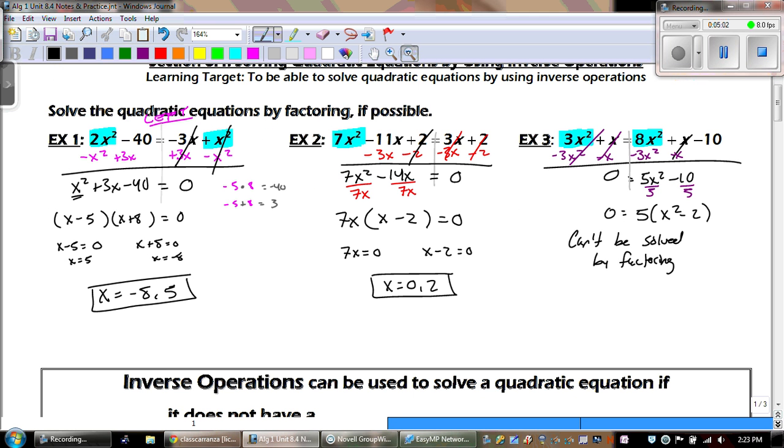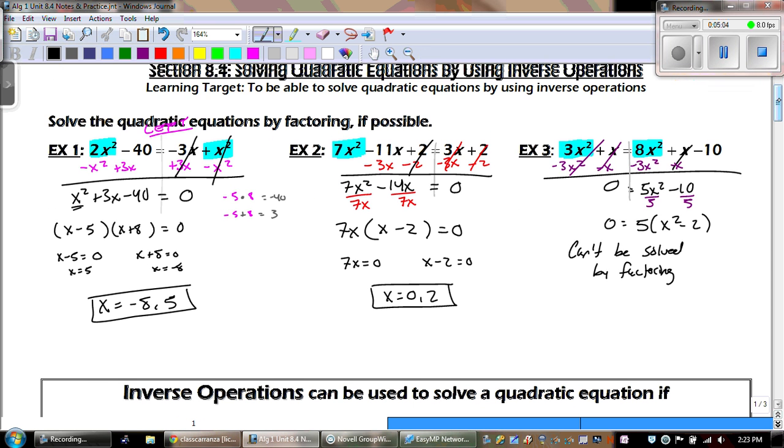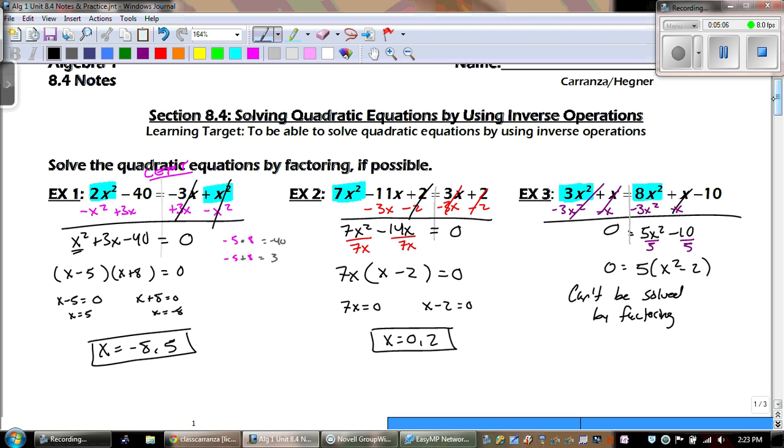And so today what we're talking about is solving quadratic equations by using inverse operations. There are 4 ways to solve. And so far we've only talked about factoring. Okay, we know that we're not done factoring until there are no more quadratic terms. And in example number 3, there's still a quadratic term there. So what do we do?